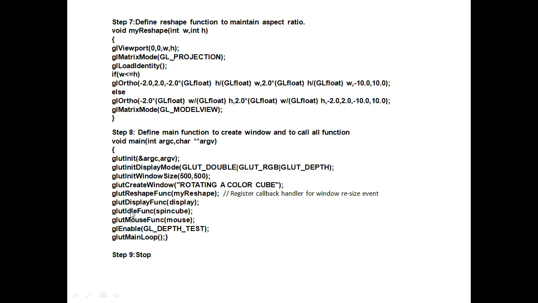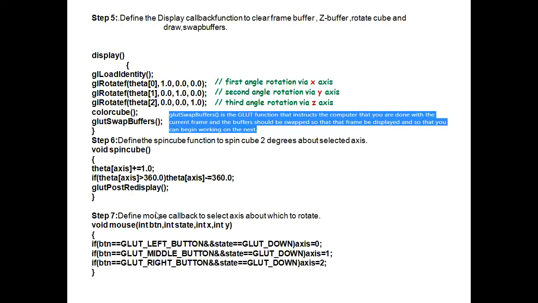Whenever we call the glutIdleFunc, whenever any mouse event is not occurring, or the user has not clicked or called any event like a keyboard event or mouse event, usually what happens is it spins the cube. What is spin cube? We have already created the cube and it should always be spinning on its own axis.